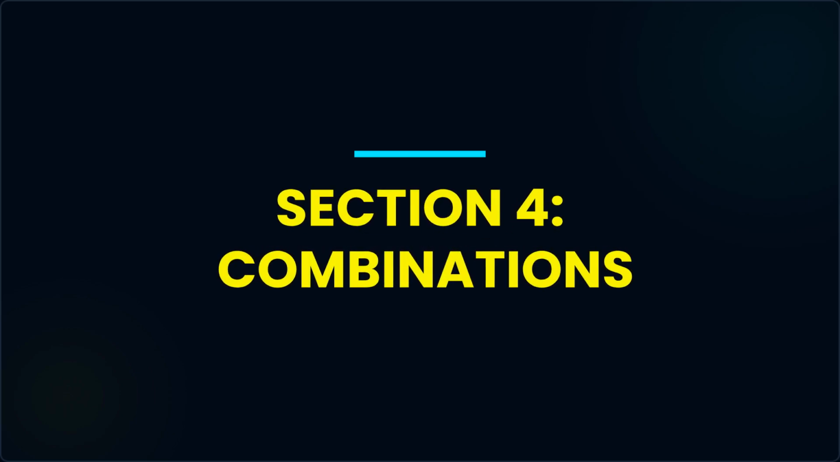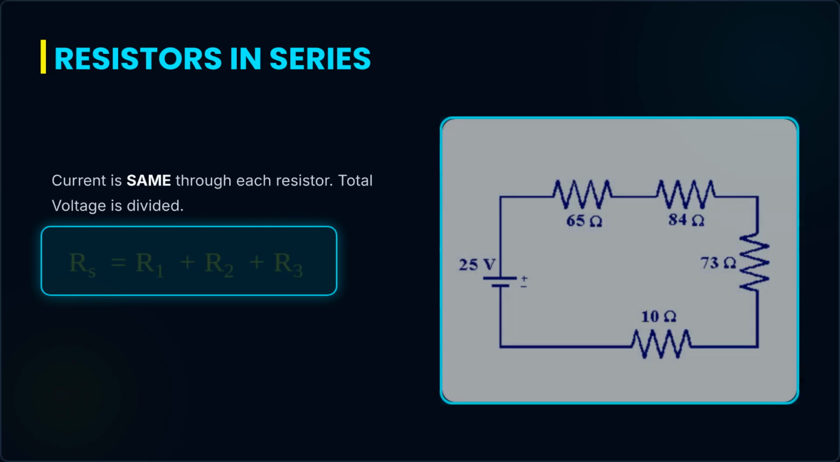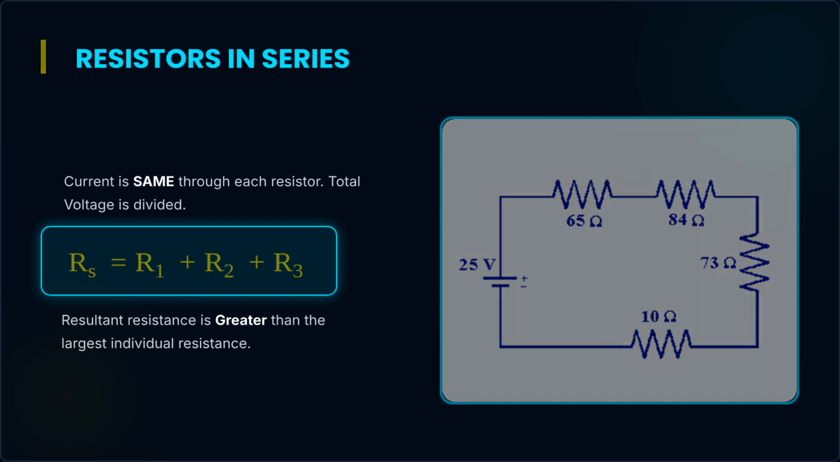Next, we will review Section 4, Combinations of Resistors. In series circuits, the current is the same through each resistor, and the total voltage is divided. The resultant resistance is the sum of individual resistances. Rs equals R1 plus R2 plus R3.